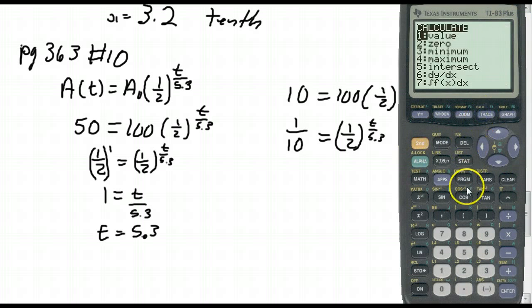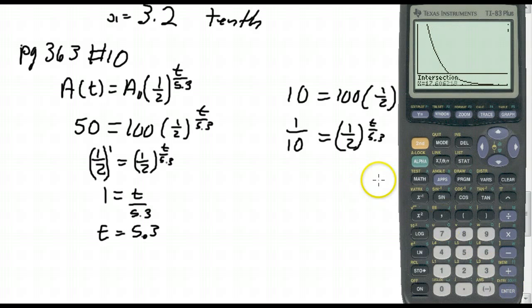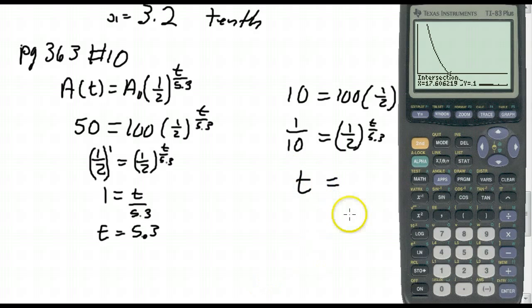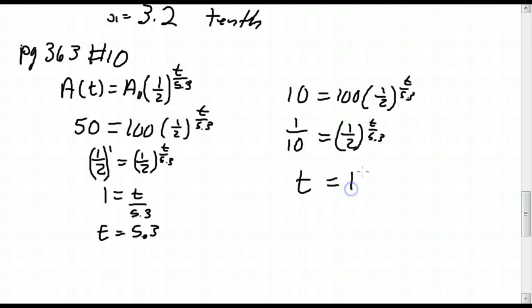Second calc, intersect. I move about to the point of intersection, or really close, hit enter 3 times, 1, 2, 3. And we get x, or in this case t, is equal to 17.6.